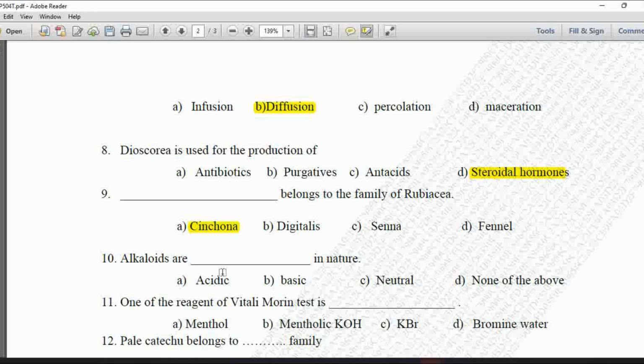Next MCQ, alkaloids are dash dash in nature. Option A is acidic, B basic, C neutral, and D is none of the above. So here alkaloids are the compounds which contain the nitrogen atom in their structure. So the nature of the alkaloids is basic in nature. So option B is correct.